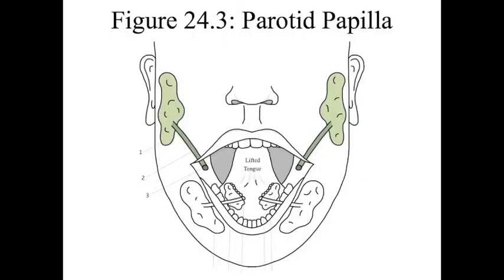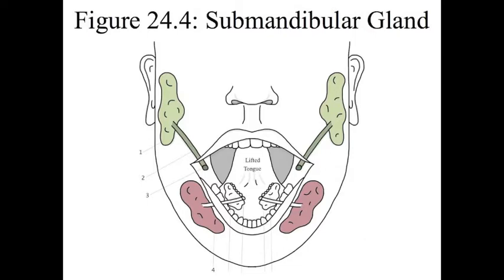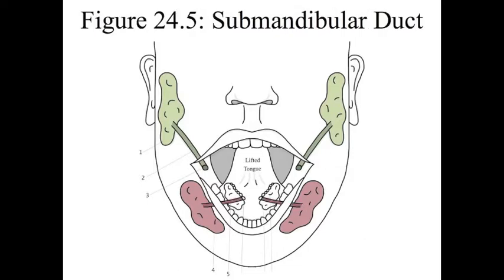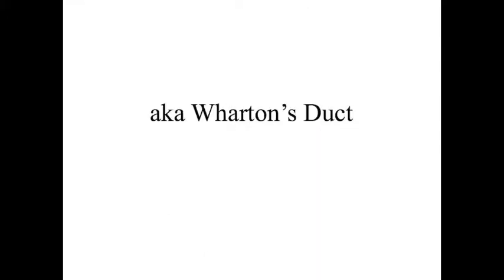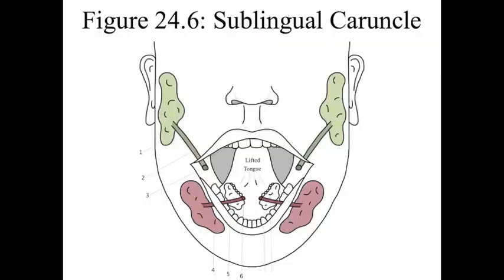Number 3 is the parotid papilla. This is on the inside of the cheek and secretes saliva into the mouth. Number 4 is the submandibular gland. Number 5 is the submandibular duct, also known as Wharton's duct. A great way to remember this is to think that the submandibular duct also has a wart, because the man has a wart. Submandibular duct and the Wharton's duct.